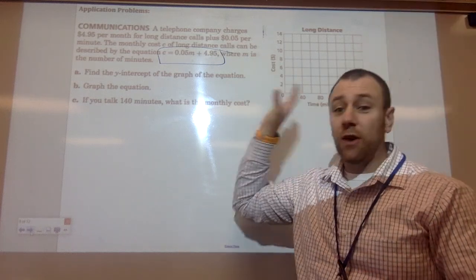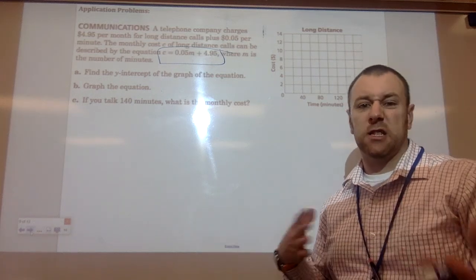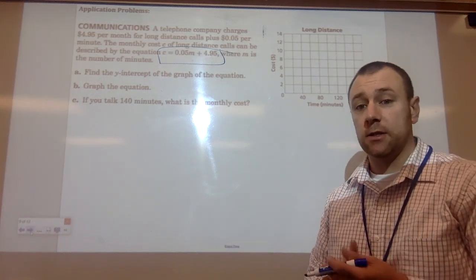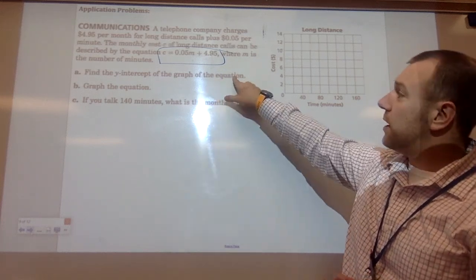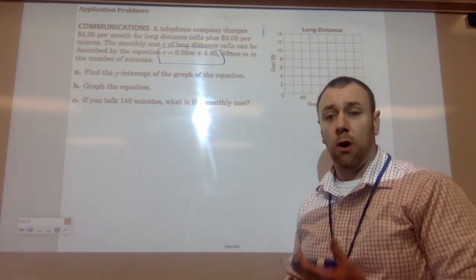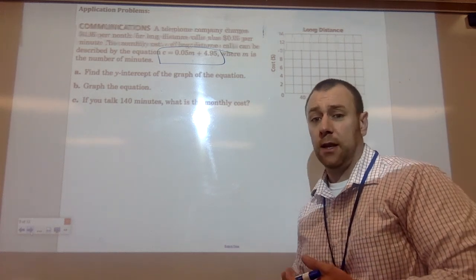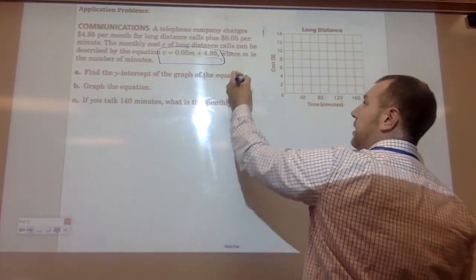In this case, you're going to graph it the same way, but sometimes the numbers don't always seem nice. So here are some tips on this. So first off is to find the y-intercept. The y-intercept is always that initial cost or that initial fee that you get charged. In this case, it's $4.95.